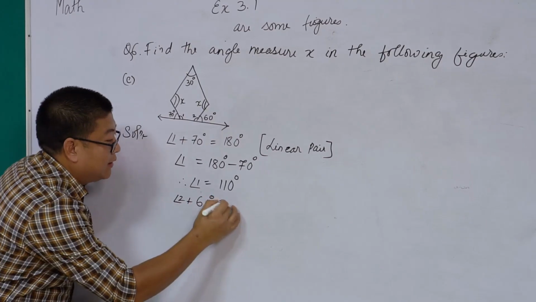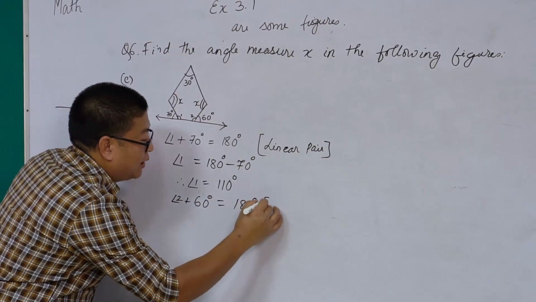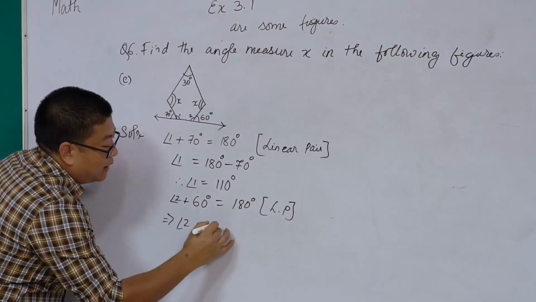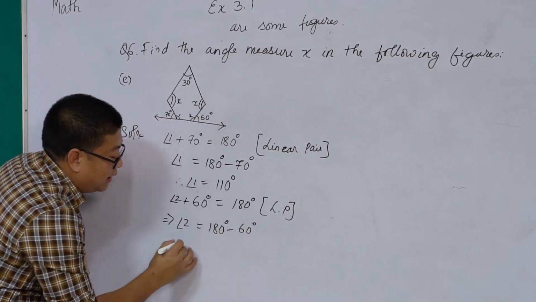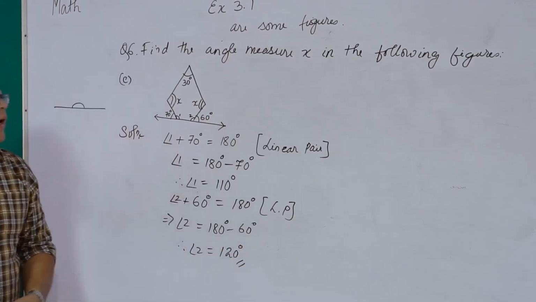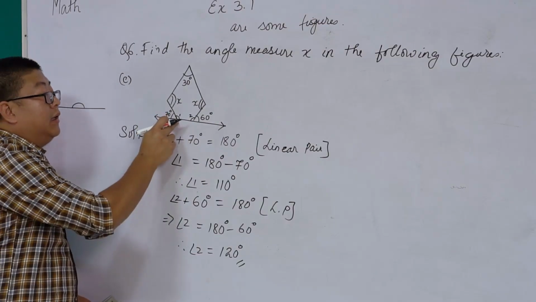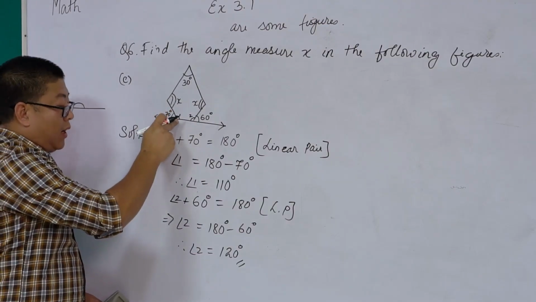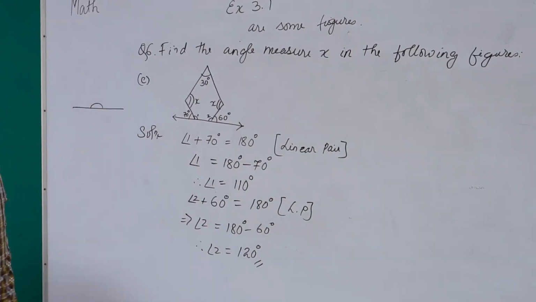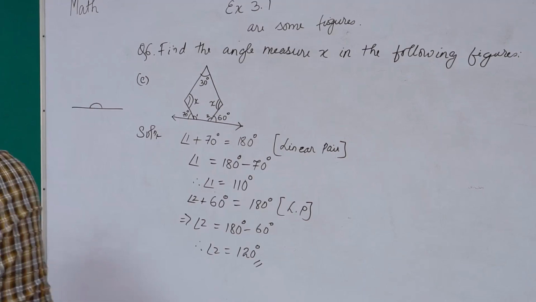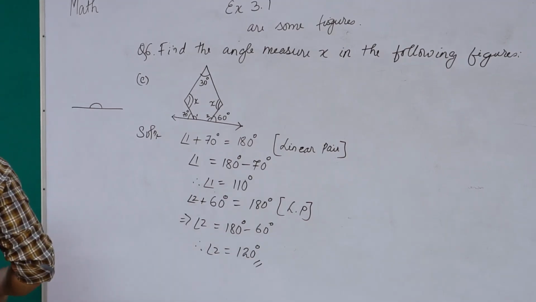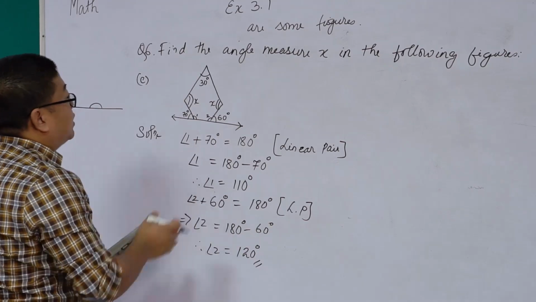Similarly, for angle 2, we can see that angle 2 plus 60 degrees should give you 180 because it is a linear pair. So angle 2 is equal to 180 minus 60. Therefore, angle 2 is 120 degrees. Now we know angle 1 and angle 2. After that, we're going to proceed with this.